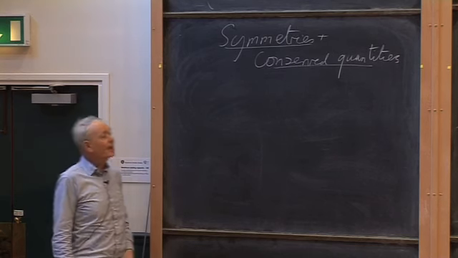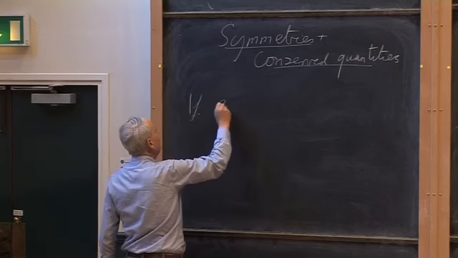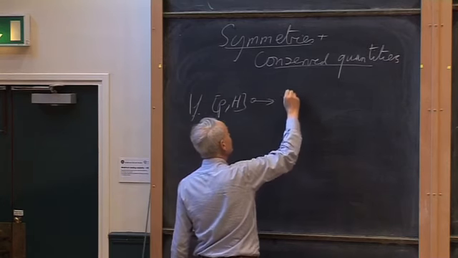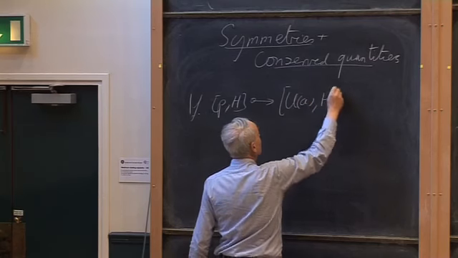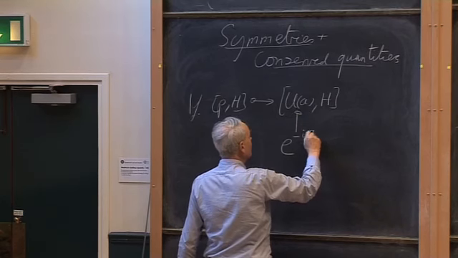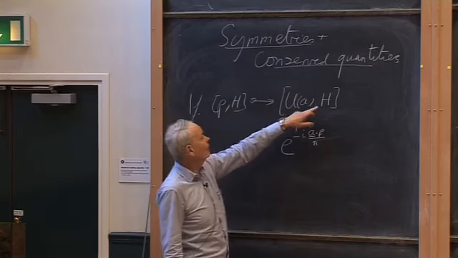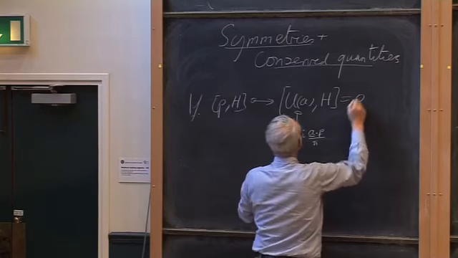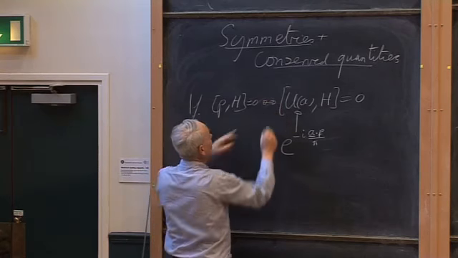So what's the connection? Let's say P commutes with H. What does that mean? That very easily implies that U of a, the translation operator, is going to commute with H, because this operator, e to the minus i a dot p upon h bar, is a function of p, and therefore if H commutes with p, it commutes with any function of p. So if this equals naught, then this equals naught.